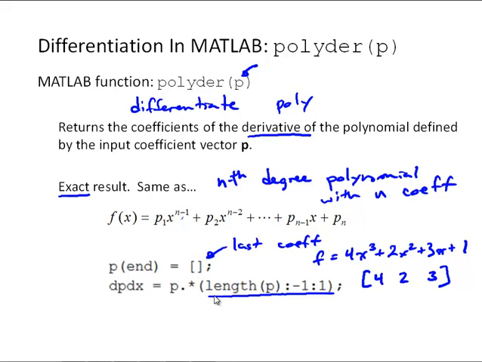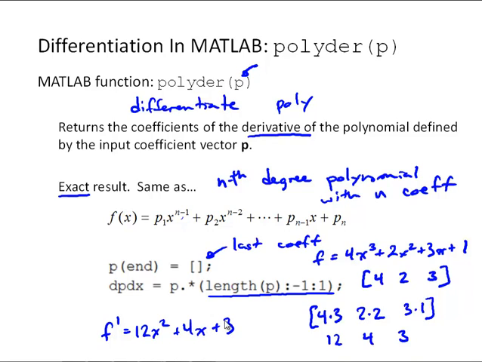And then the next command, we would take the first element and multiply that by length p, so that would be 4 times 3. The second element, incrementing -1, so that would be 2 times 2. And the third element would be 1, so that would be 3 times 1. And we end up with 12, 4, 3, which is the exact same thing that we get by taking f prime, which is 12x squared plus 4x plus 3. So, as I said, this is an exact result for the derivative of a polynomial.